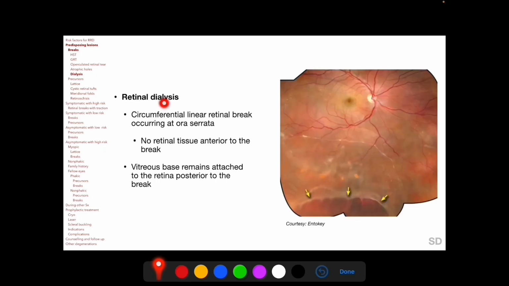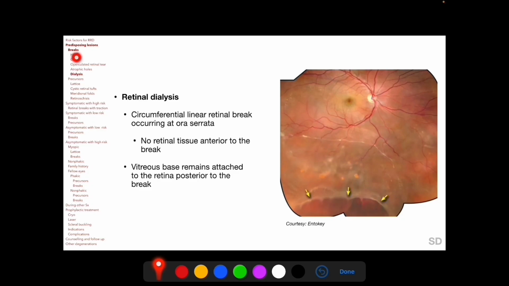A retinal dialysis is a circumferential linear retinal break occurring at the ora serrata, as seen here in this color photograph, and as the break is at the ora serrata, there is no retinal tissue anterior to a retinal dialysis.